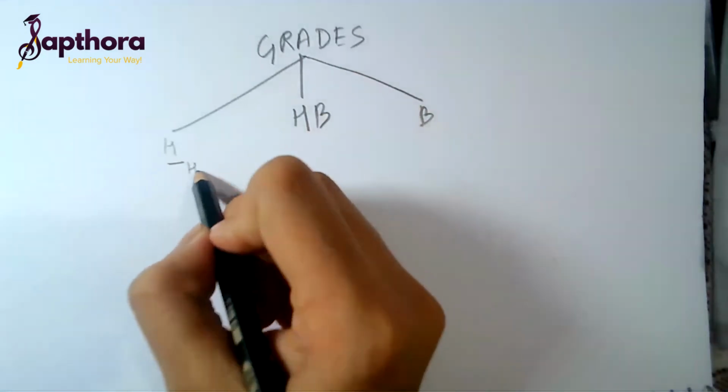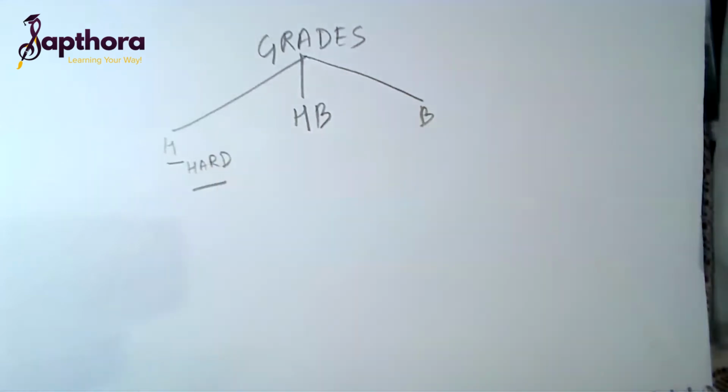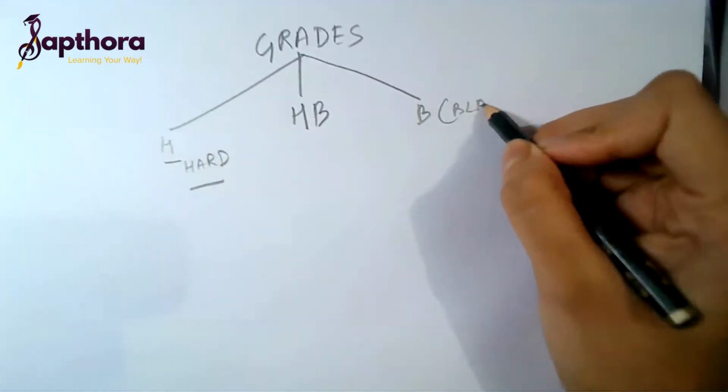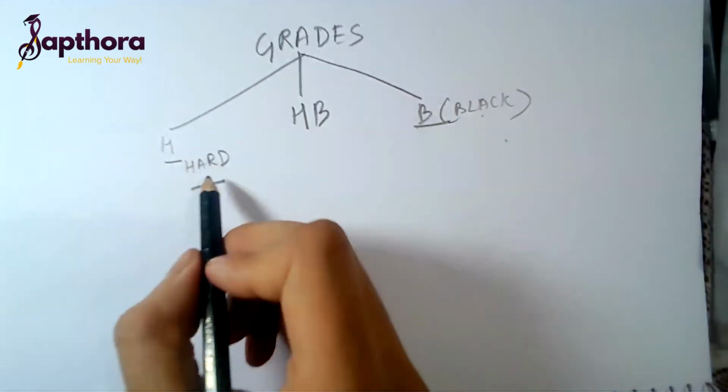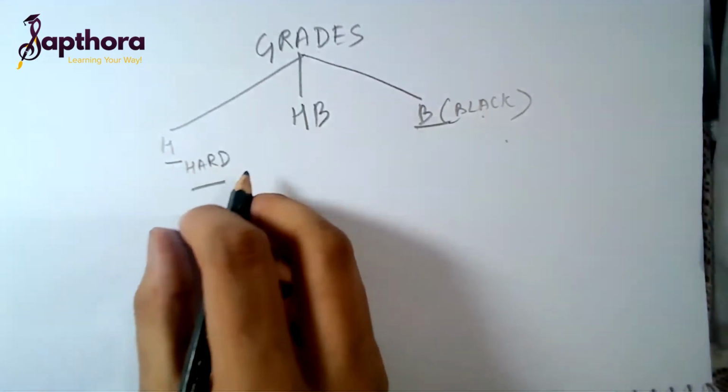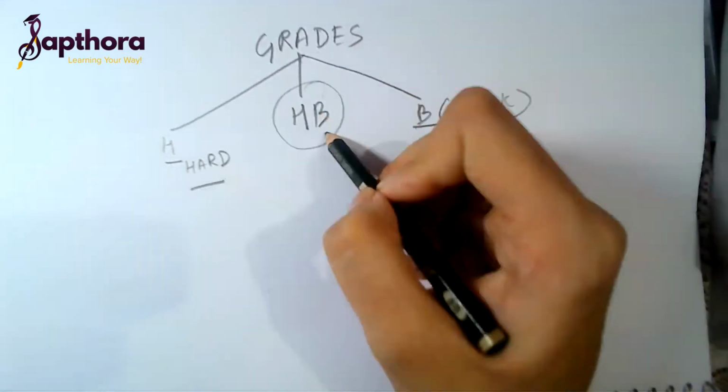H denotes the word hard, whereas B means black. So as you can see, black suggests darkness, and H, that is hard on the paper, gives you a lighter shade, and then HB gives you a medium shade.